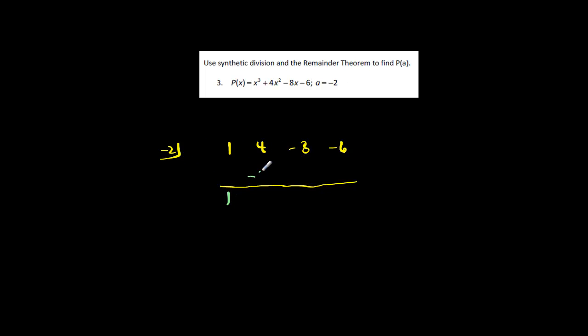Negative 2 times 1 is negative 2. Add down, you get 2. Multiply, add down, multiply, add down, and that's it.